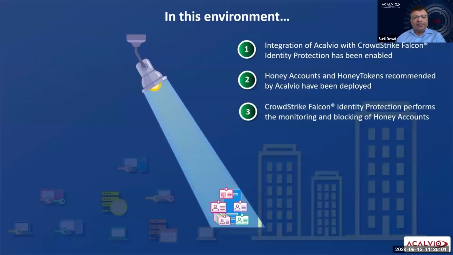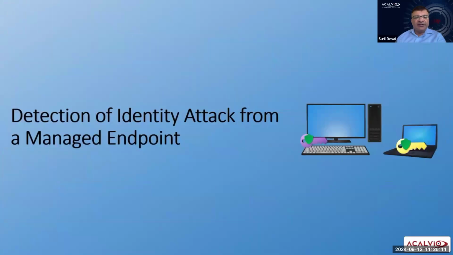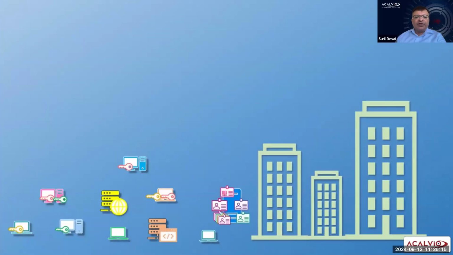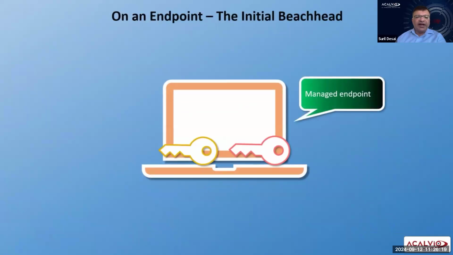Okay. So CrowdStrike Identity Protection performs monitoring and blocking of Honey accounts. Here you are seeing the Acalvio recommended Honey accounts that have been registered. Now let's look at an identity attack scenario. We'll talk through an attack scenario on how the solution works in action.